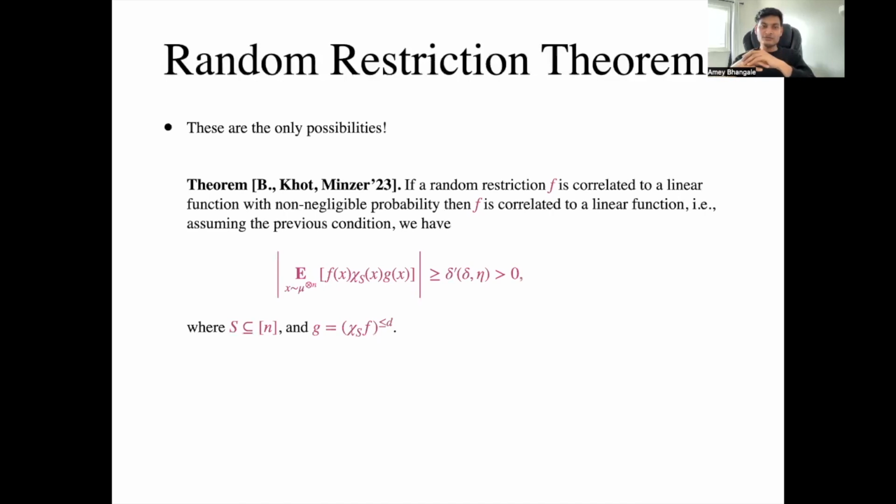So in other words, if we have a function f such that after random restriction, it correlates with a linear function with non-negligible probability, then we can show that f is correlated to a low degree function or a product of a low degree function and a linear function. Okay, and in fact, we can take the low degree function to be just f multiplied by the same linear function chi_S and take the low degree component of this function.